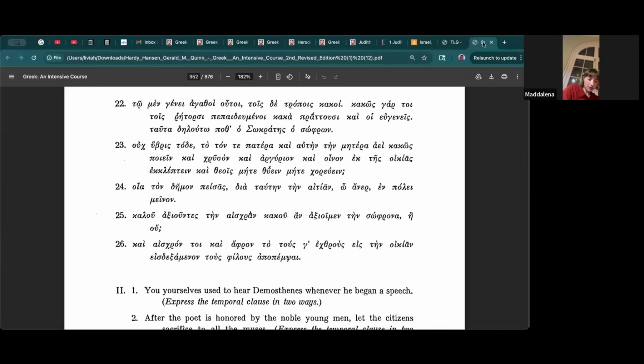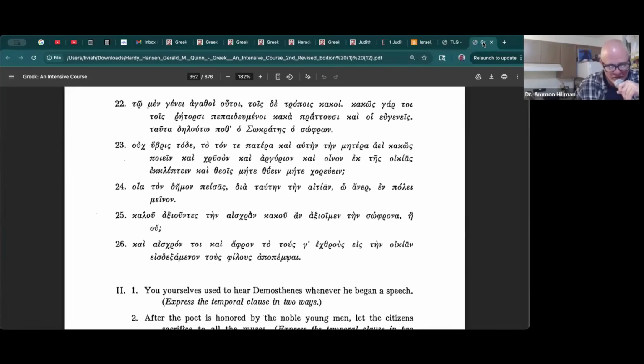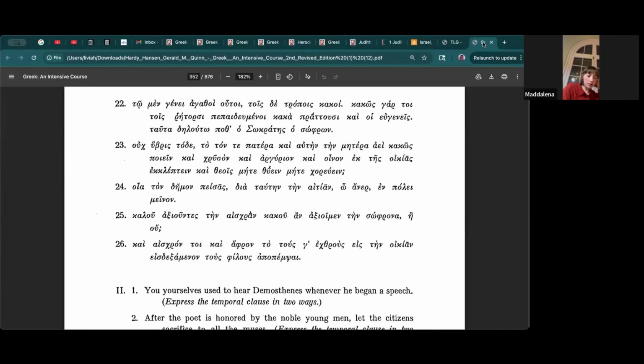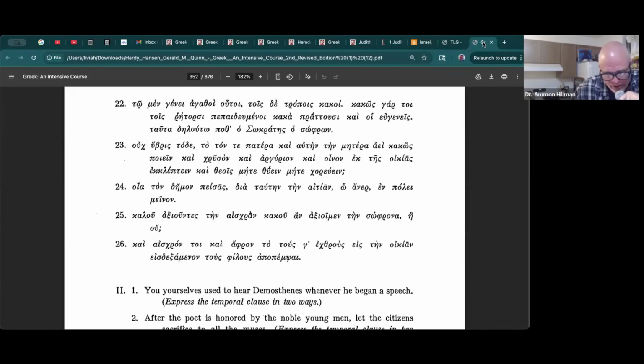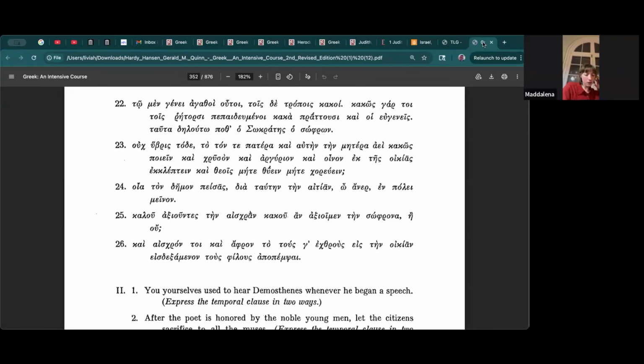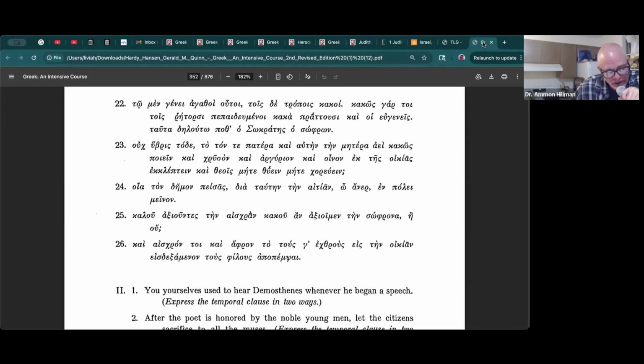Now, the problem is we've got this participle, oxiuntes. We've got a participle that seems to be substituting for something, right? This could be a conditional that's substituted out a participle.